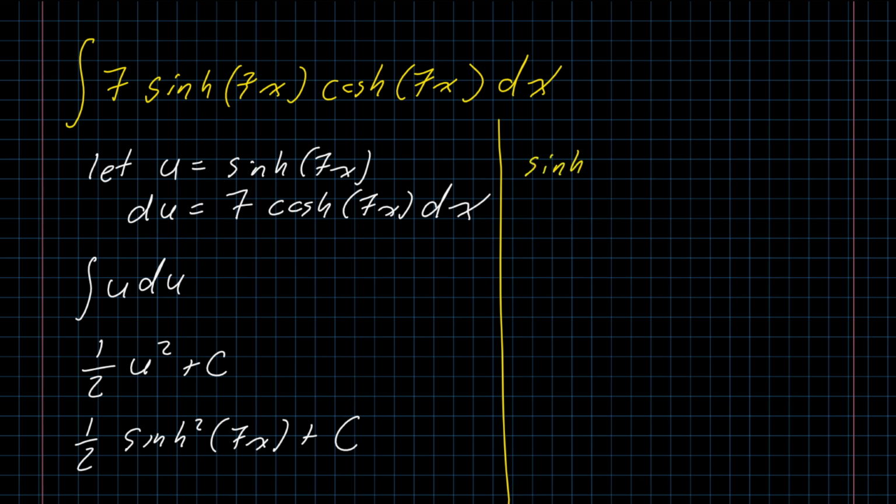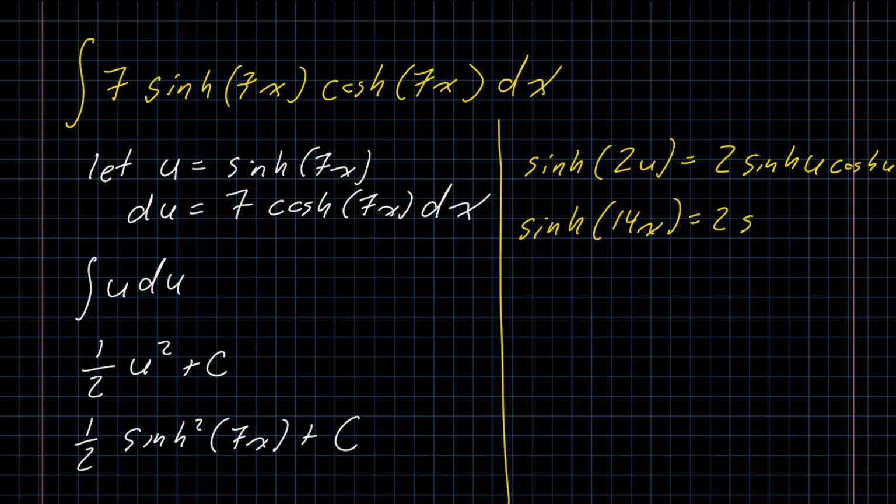That other way is to remember that the sinh of 2u is 2 times sinh of u times cosh of u. So in this case, sinh of 14x is 2 times sinh of 7x times cosh of 7x. We currently have 7 times sinh of 7x times cosh of 7x.